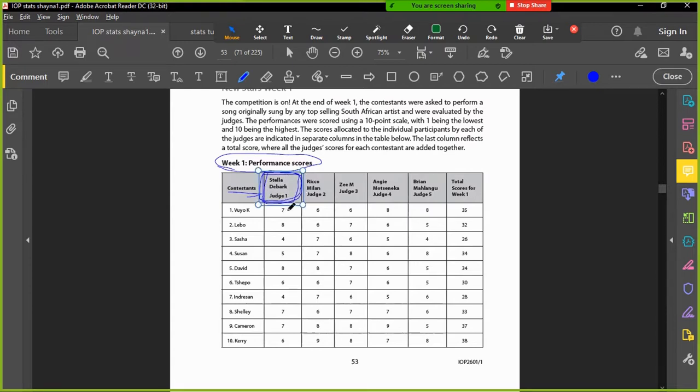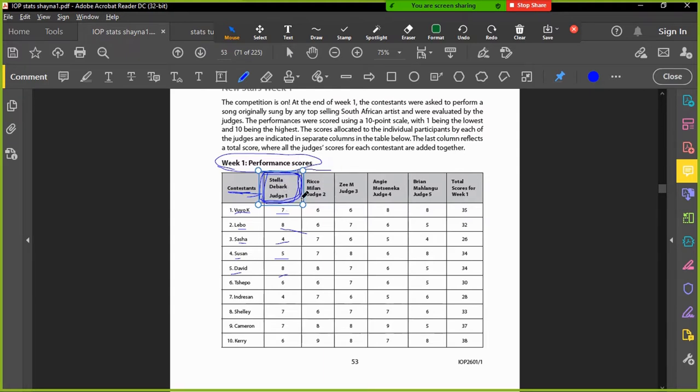I'm confused how to read this. These are the scores that the judges had given all these contestants. So for one judge, scored Vuyo 7, Lebo 8, Sasha 4, Susan 5, David 8, etc. So the highest value is 8, minus the lowest, 4, which is 4. Yes, so the range is 4.